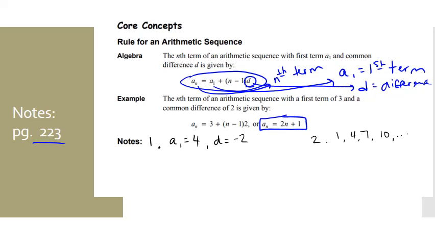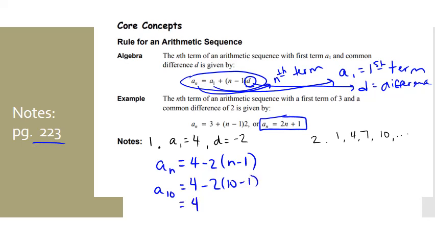Okay, so in example 1, if my instructions were to write the rule, it would be a sub n equals a sub 1 plus the difference, which would be minus 2, times n minus 1. So if I was asked for the 10th term, I could find it easily. I would just plug 10 in for n, and that would be 4 minus 2 times 9. You do have to know order of operations, which would be 4 minus 18, which is negative 14. So negative 14 would be my 10th term of this sequence.